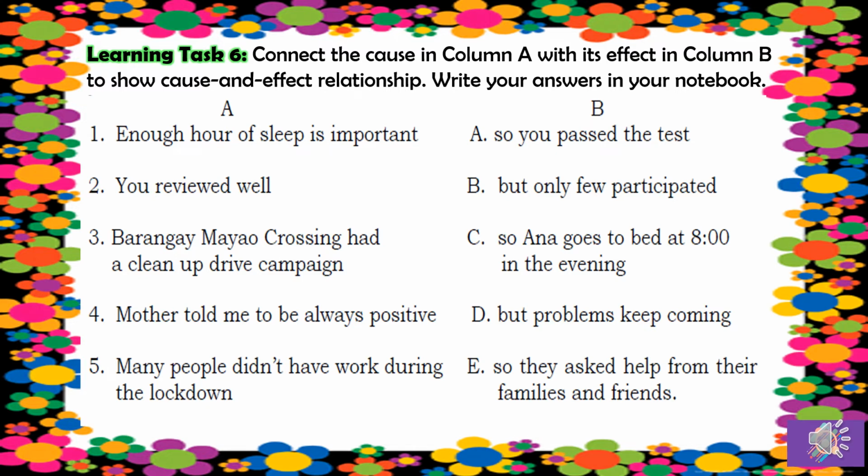And for column B, letter A, so you passed the test. Letter B, but only few participated. Letter C, so Anna goes to bed at 8 in the evening. And letter D, but problems keep coming. And letter E, so they ask help from their families and friends.